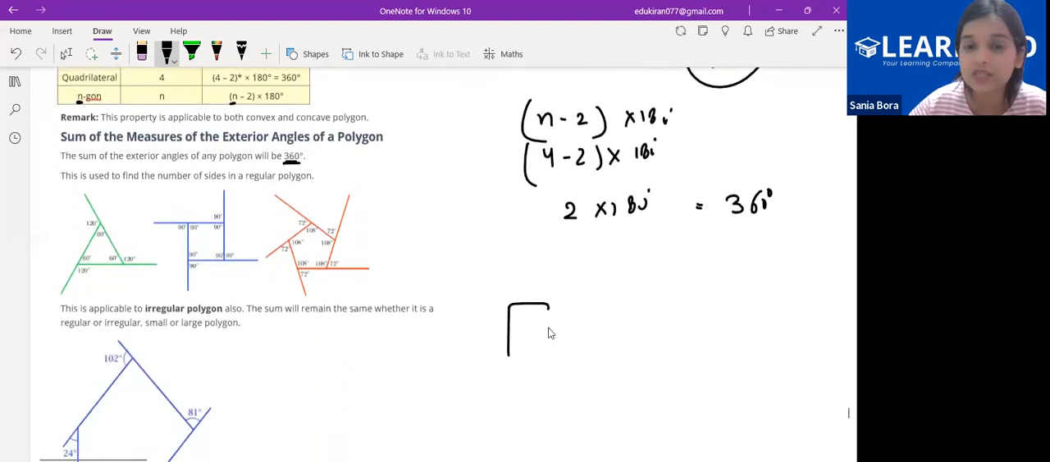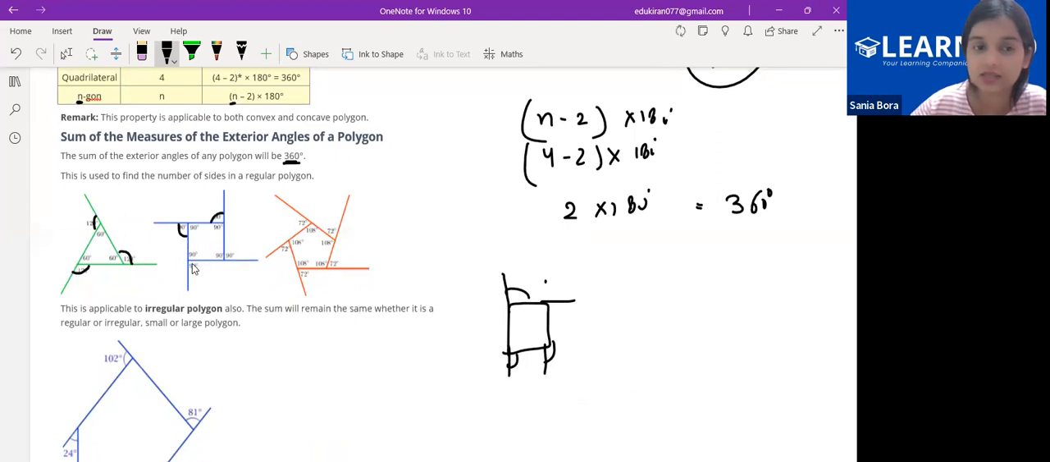For example, if this is a square, where will the exterior angle be? This will be the exterior angle, right? Like this. You can see this. This is the exterior angle. This is the exterior angle. This is the exterior angle. This is the exterior angle. Yes, ma'am. Anyone?